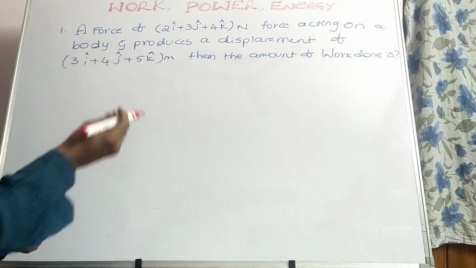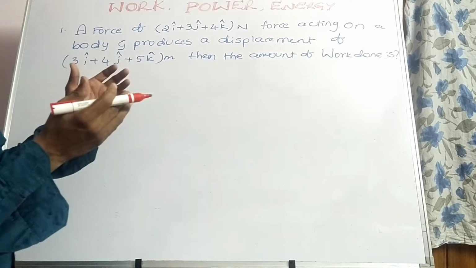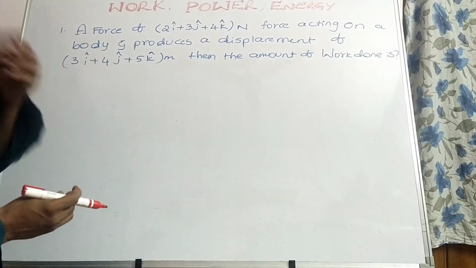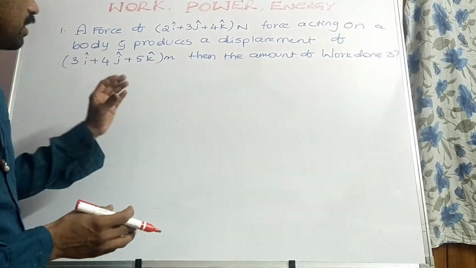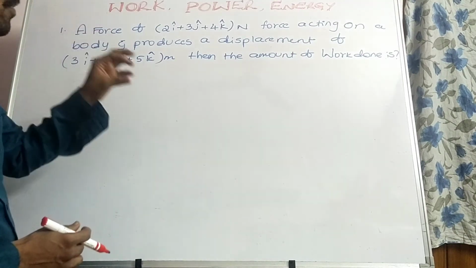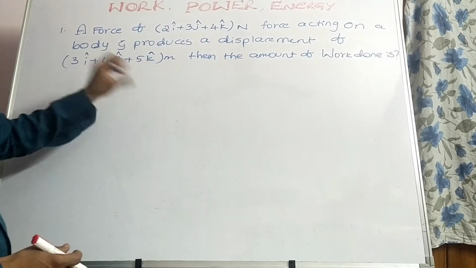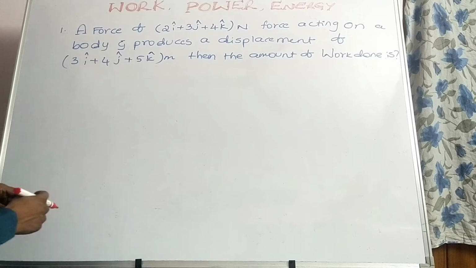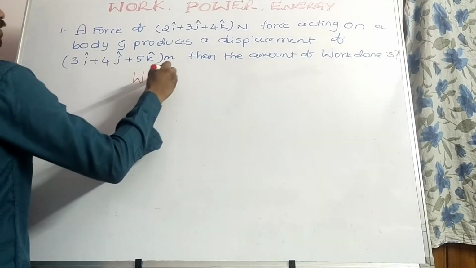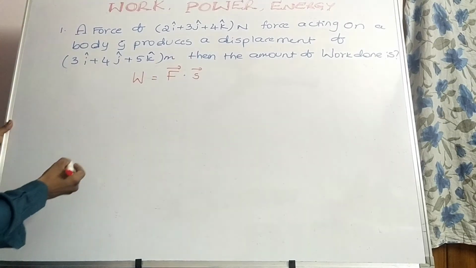Here is a very basic formula which depends on the vector product. The work done is a scalar, even though force and displacement are vector quantities; the product of two vectors leads to a scalar. That's why it is called the scalar product. So now the expression will be W is equal to F bar dot S bar.